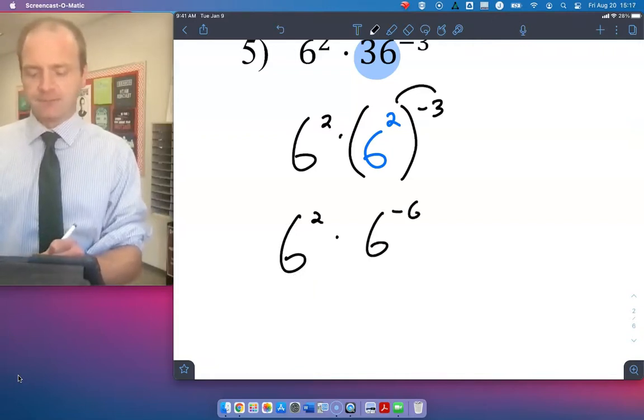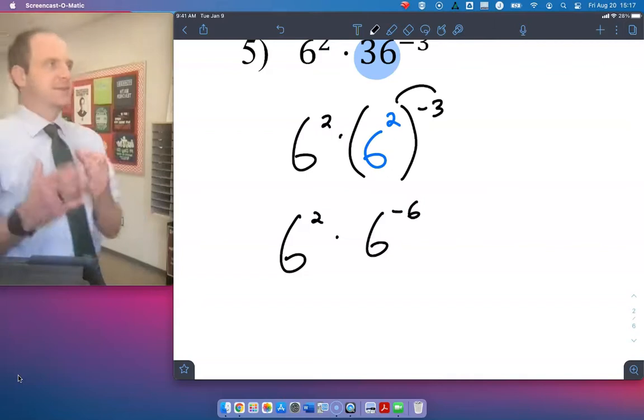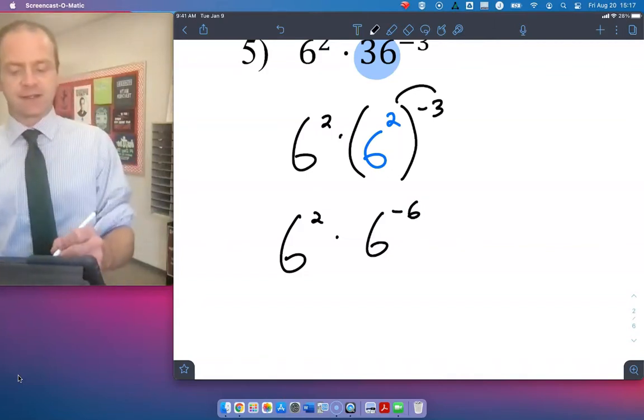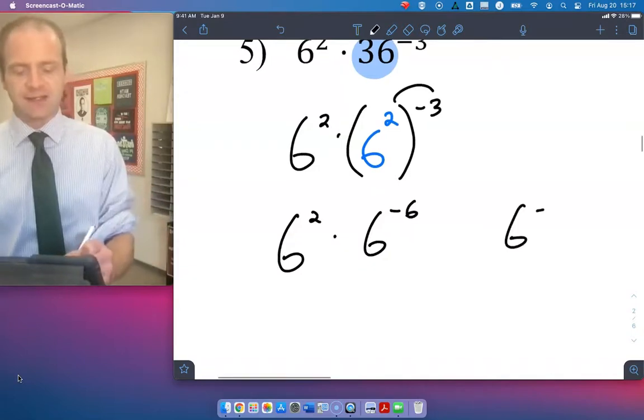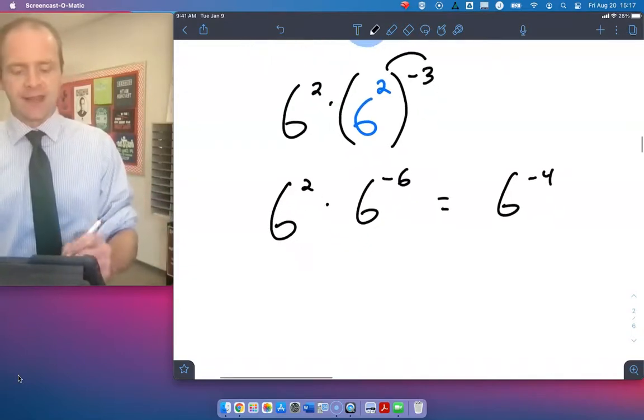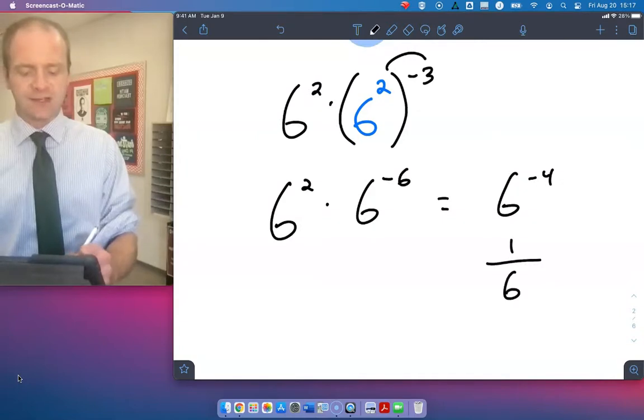I'm going to multiply them. And so I have 6 squared times 6 to the negative 6. Well, now I can add them because they're the same base. So that's 6 to the negative 4. And that is 1 over 6 to the 4th.